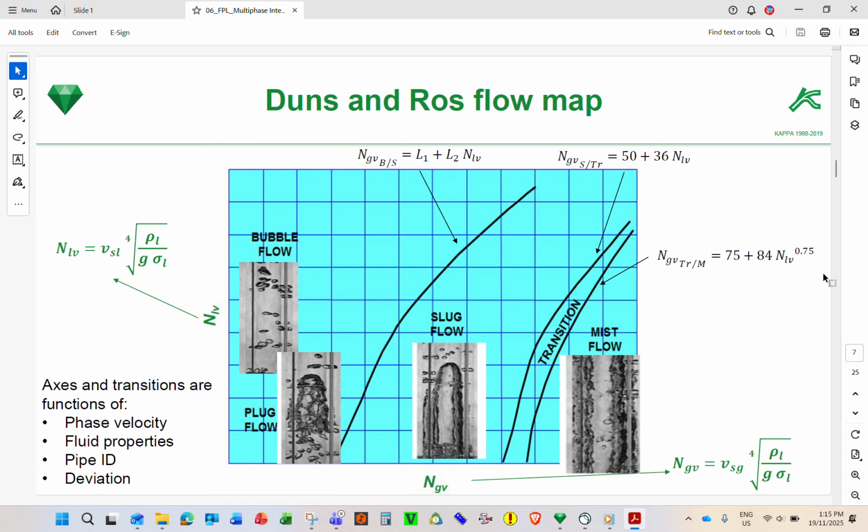So this is Duns and Ros. It's one of the flow maps. You can see on the Y is the light phase velocity. On the X is the liquid. L is liquid, G is gas.